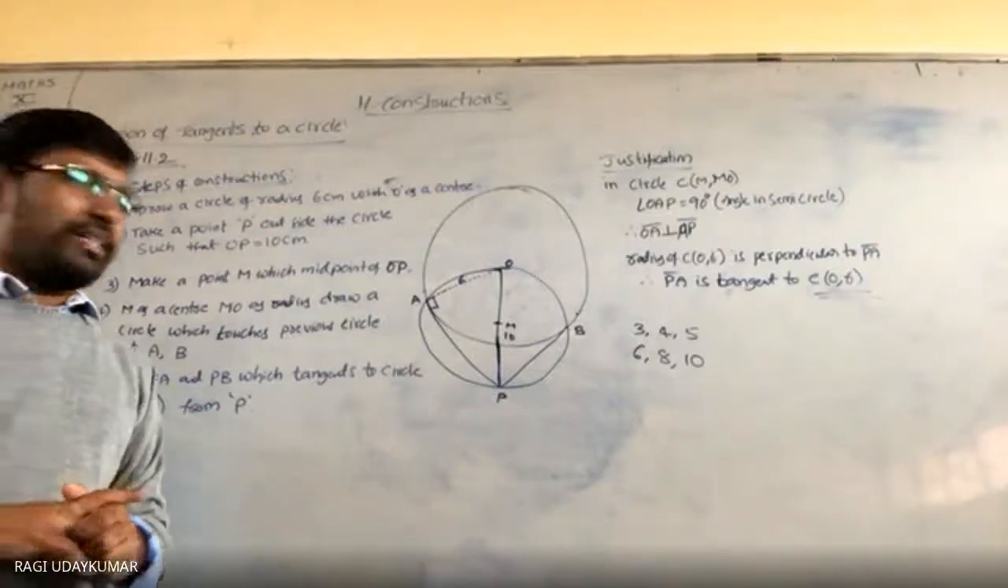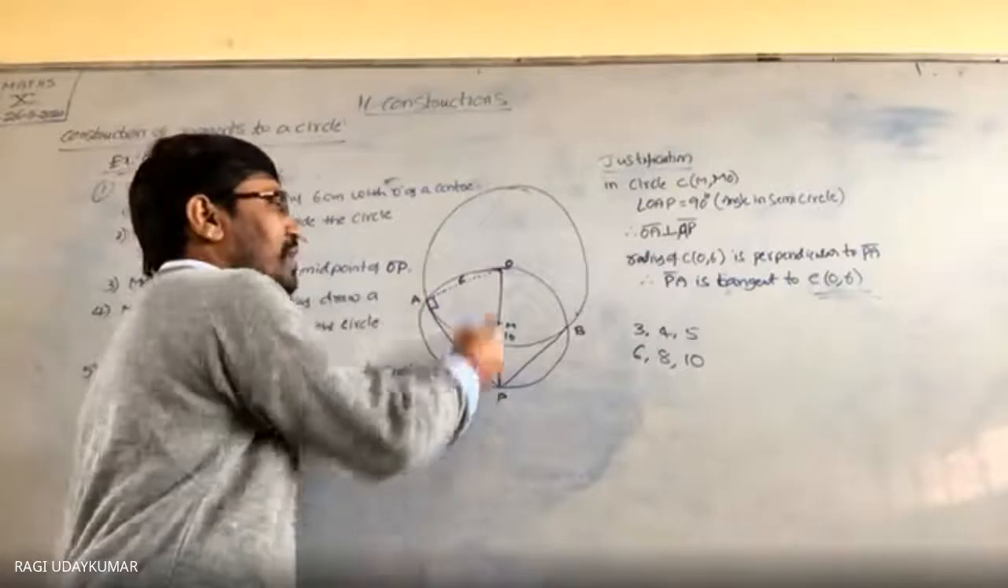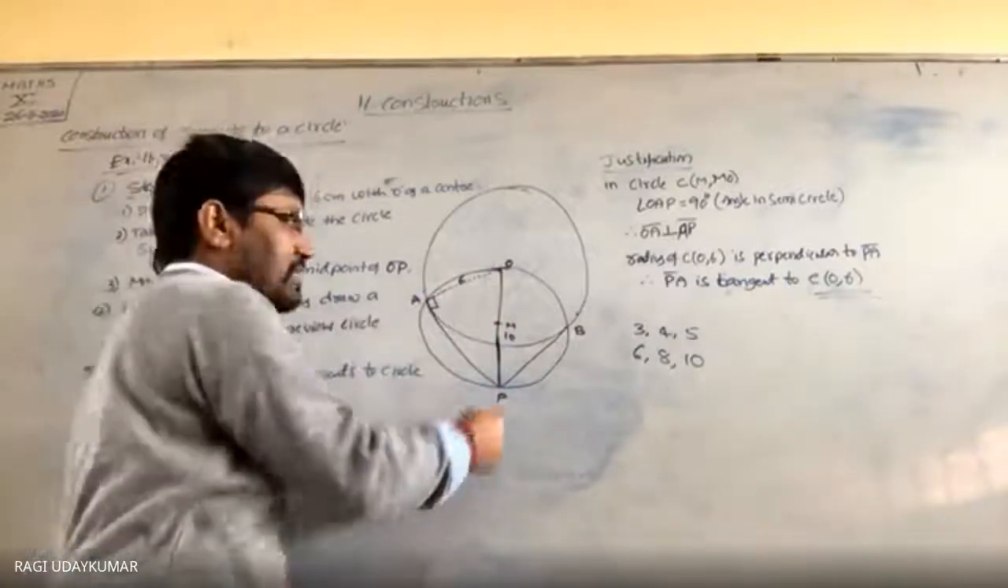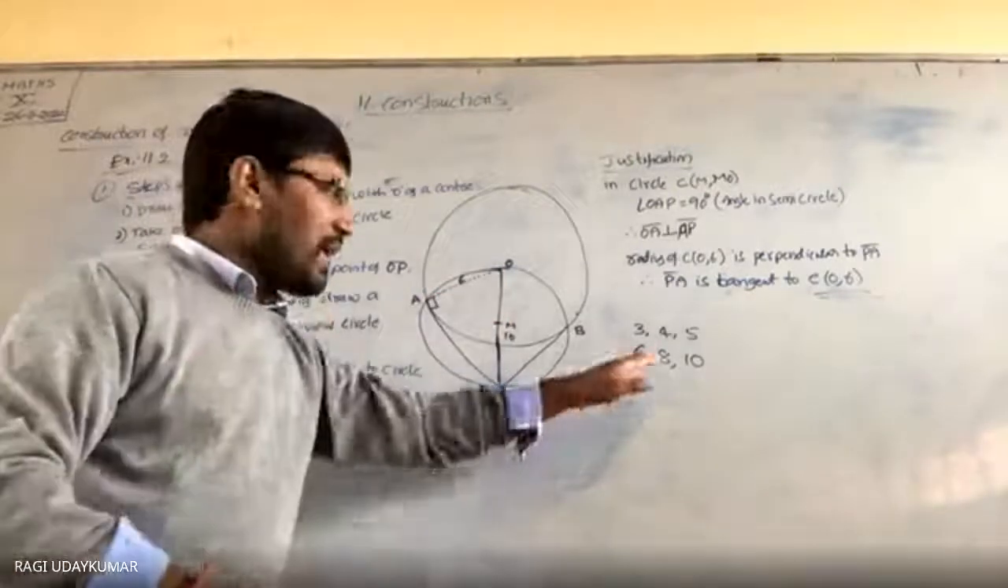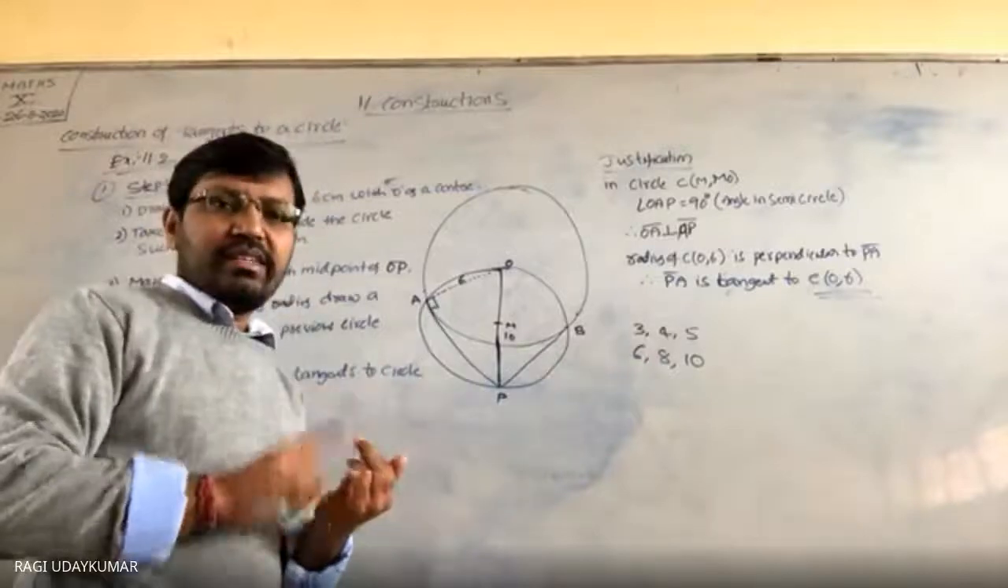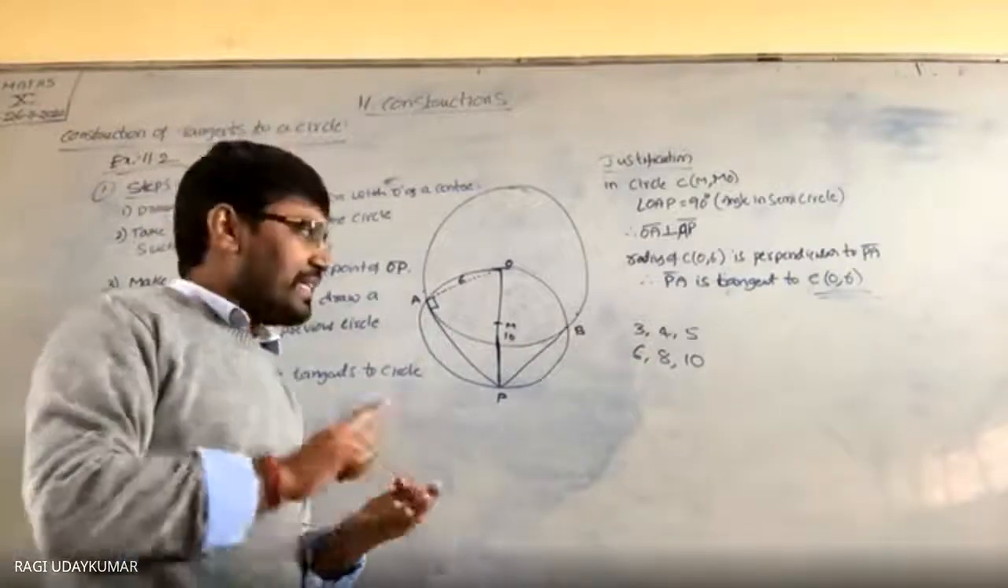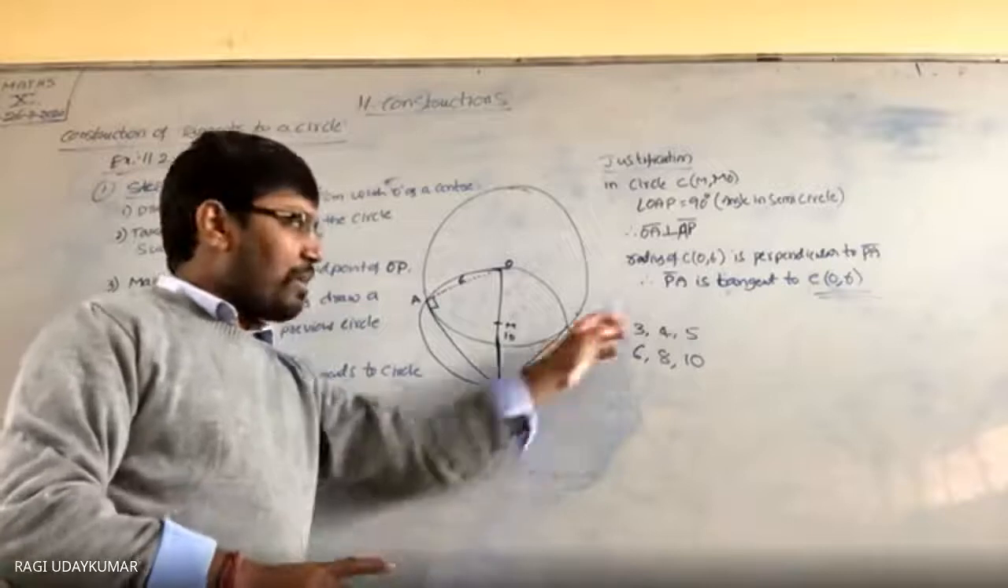It is 8 because this is 6 centimeters. Do 10 square minus 6 square, because this is the hypotenuse. You don't even need to do that. You have to remember all this: 3, 4, 5 Pythagorean triplets; 6, 8, 10; 9, 12, 15. Keep taking multiples of it.